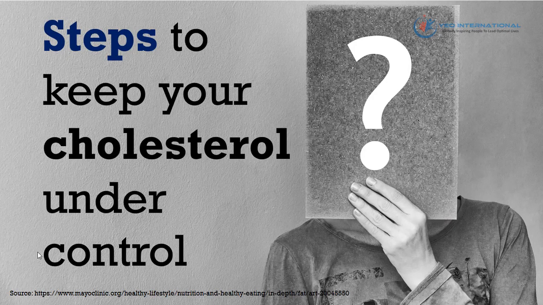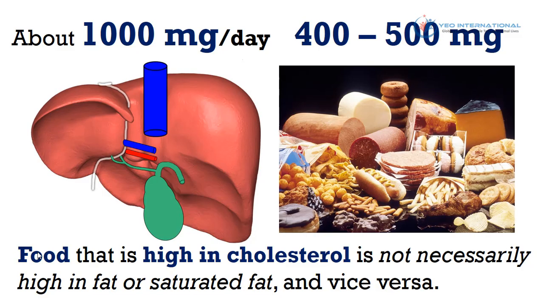So here are some steps to keep your cholesterol under control. Cholesterol can be obtained in two ways. The first way is from our liver, which produces about 1000 mg a day, though the amount may vary at times. So another 400 to 500 mg or more can come directly from the food, depending on the amount of saturated fat and cholesterol eaten.